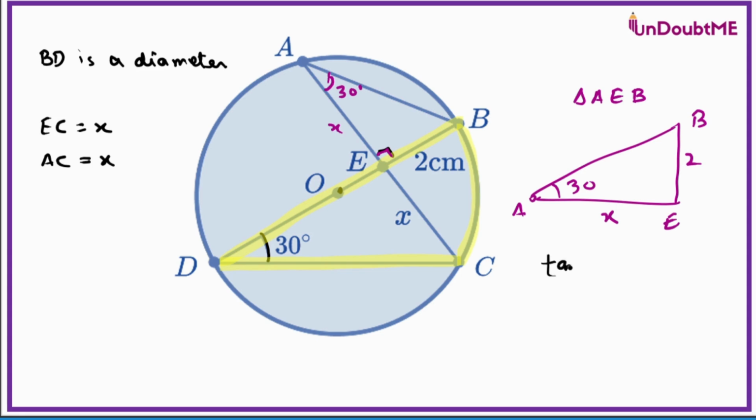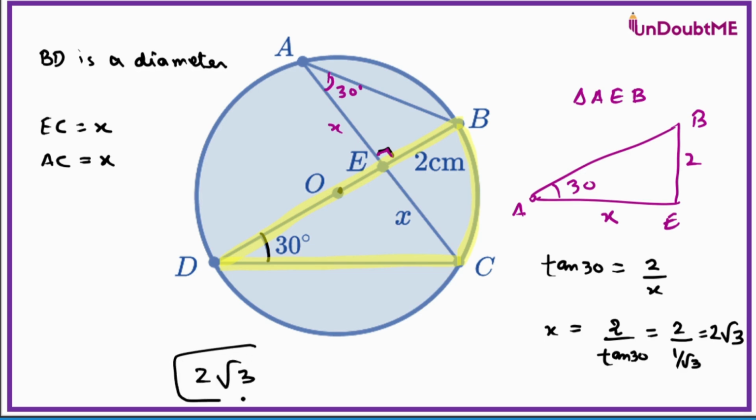So we will use tan 30 is equal to opposite over adjacent, and X is equal to 2 over tan 30. The value of tan 30 is 1 over root 3, so it will be 2 over 1 over root 3. Root 3 will eventually come up, so the answer will be 2 root 3. Let me write it here as well. The final answer is 2 root 3. How we got it? Just check that out.